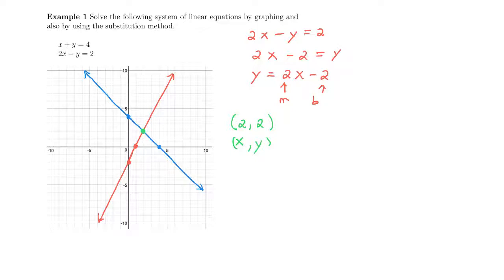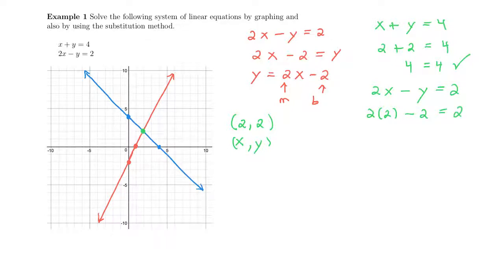We can plug this in to see why it works. So if you have x plus y is equal to 4, putting 2 in place of x, putting 2 in place of y, and asking is this true? It is true, 4 equals 4. But not only does it work for x plus y equals 4, it should also work for 2x minus y is equal to 2. So again, putting 2 in place of x and 2 in place of y, we get 4 minus 2. Well, is that 2? It is. 2 is equal to 2. The point (2, 2) makes both equations true at the same time. And this is what we mean by a graphical approach.